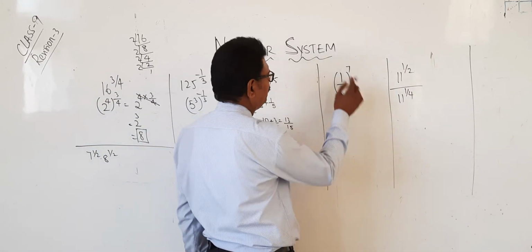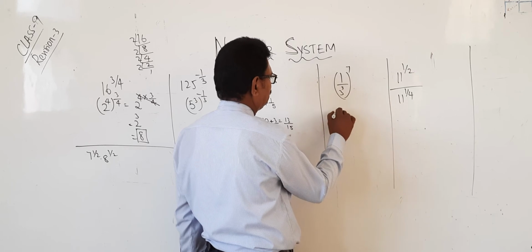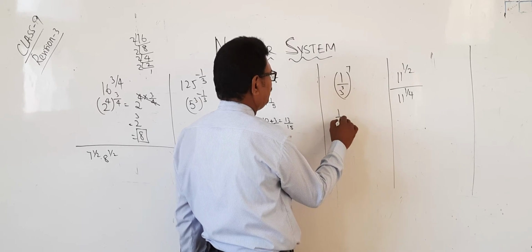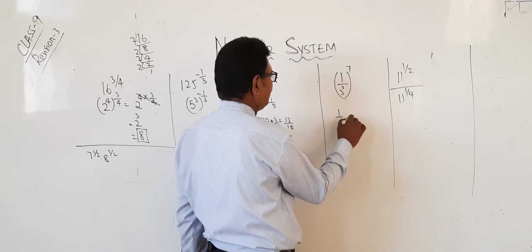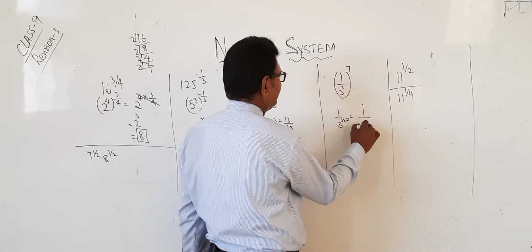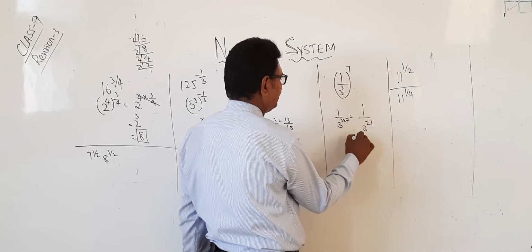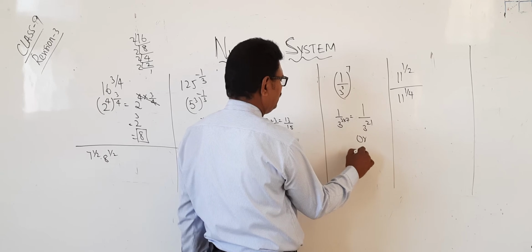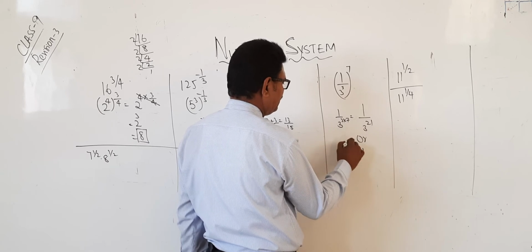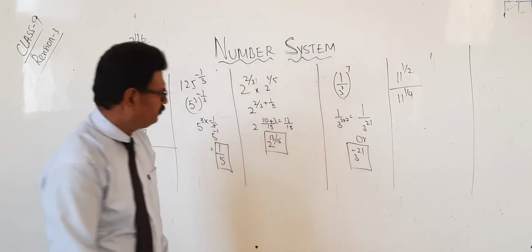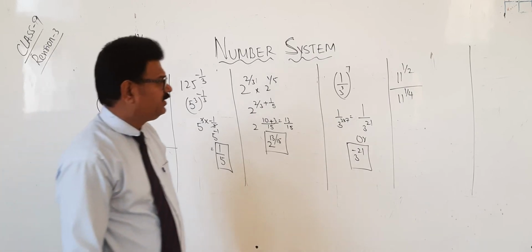Next. Very simple. 1 by 3 to the power of 3 into 7. It is nothing but 1 by 3 to the power of 21 or 3 to the power of minus 21. That's all. Okay na? Next one.